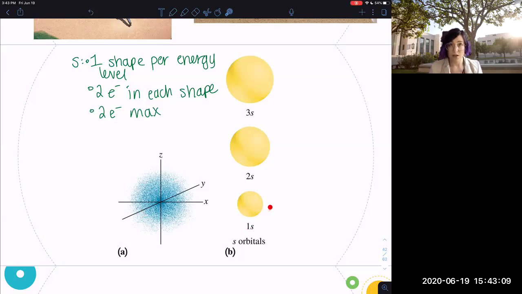So this is saying, okay, the first energy level, here's the statistical probability of the electron being in this S shape. Next energy level, probably in this shape. Next energy level, probably in this shape. Okay, so just one of these is really one example of 1S.